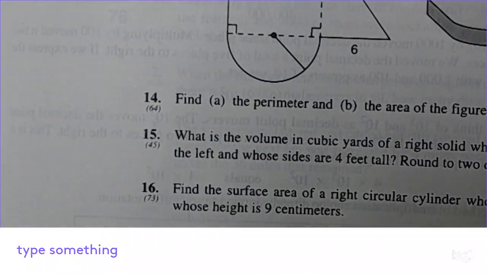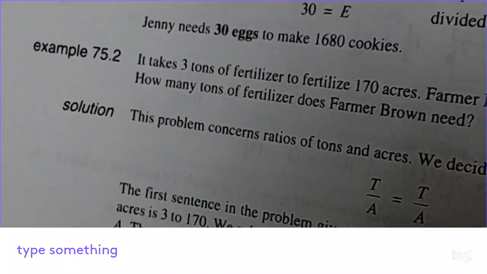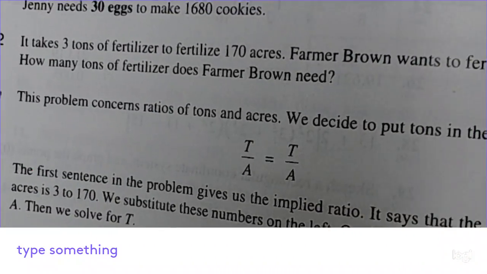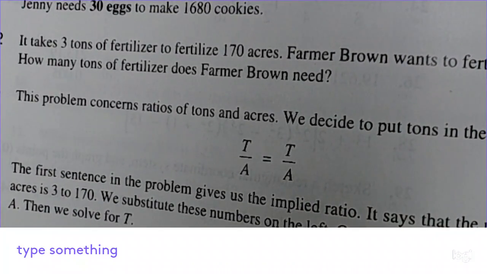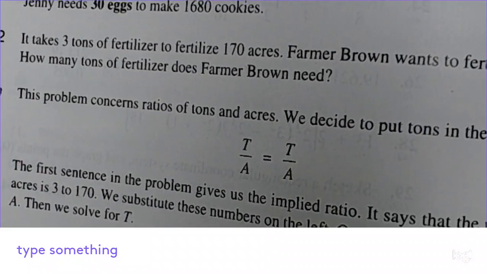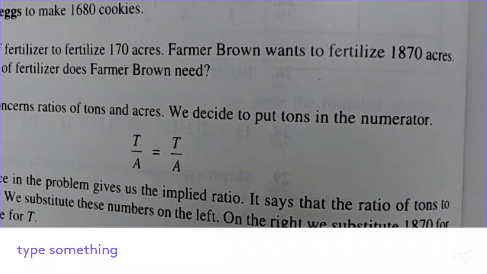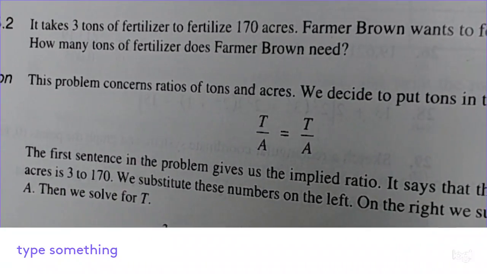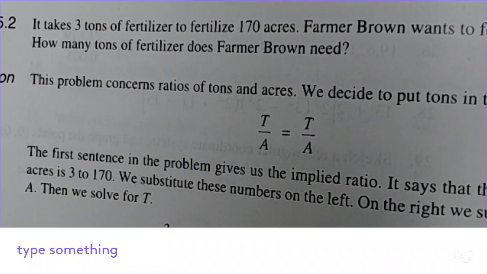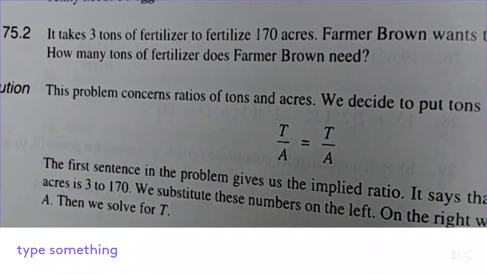So let's take this example. I really like this. It's a good one. It says it takes 3 tons of fertilizer to fertilize 170 acres. Farmer Brown wants to fertilize 1,870 acres. How many tons of fertilizer does Farmer Brown need? So I'll give you guys a second to see if you can find the ratio.